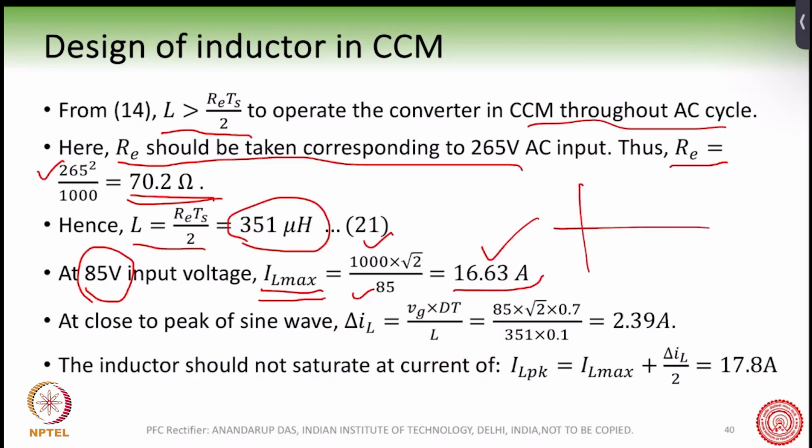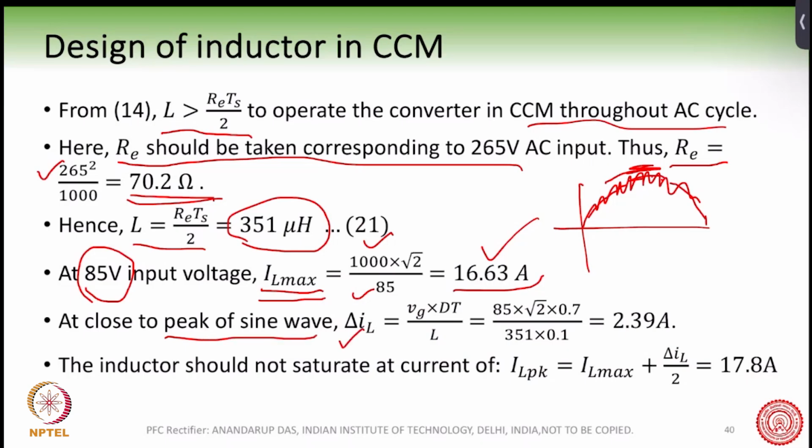If you remember, we are in CCM, we are like this. This is the peak value here. This peak value is this 16.63. Now, sorry, this is not the peak value. This is the average value here, the average value of this one. That is the 16.63. And close to the peak of the sine wave, the delta IL comes over this.